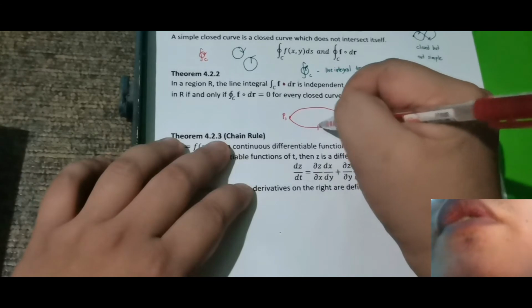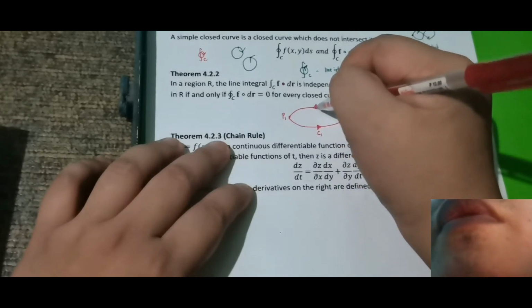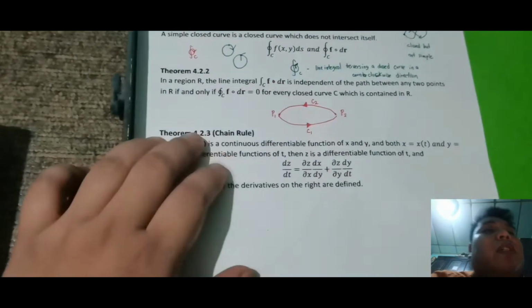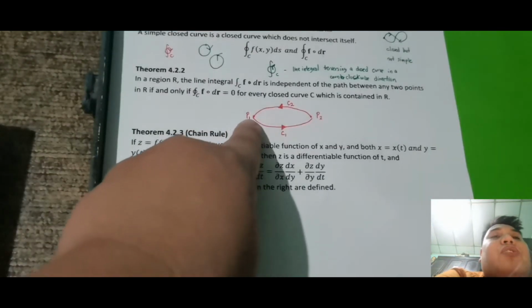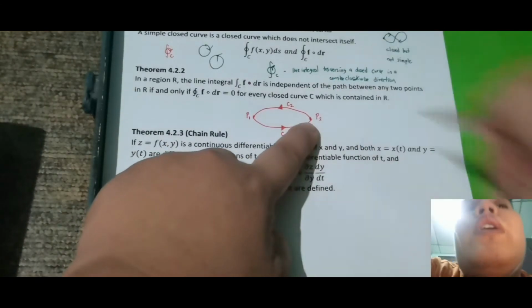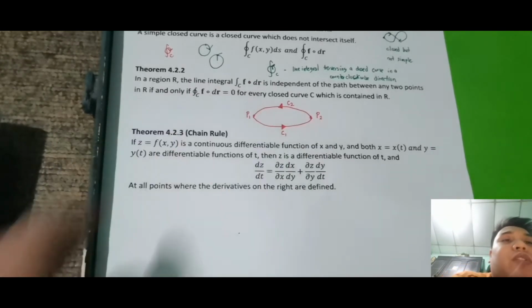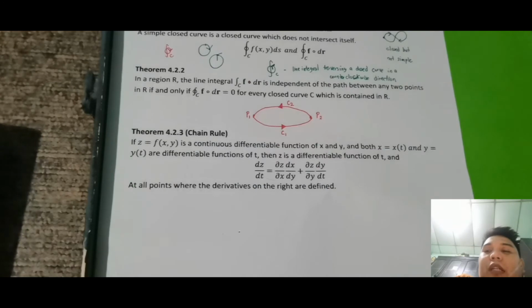Let's say this is the first curve C1, and then the curve C2. Notice that curve C1 has direction from P1 going to P2, so its terminal side is P2. Curve C2 goes from P2 up to P1. So this is called path independent.